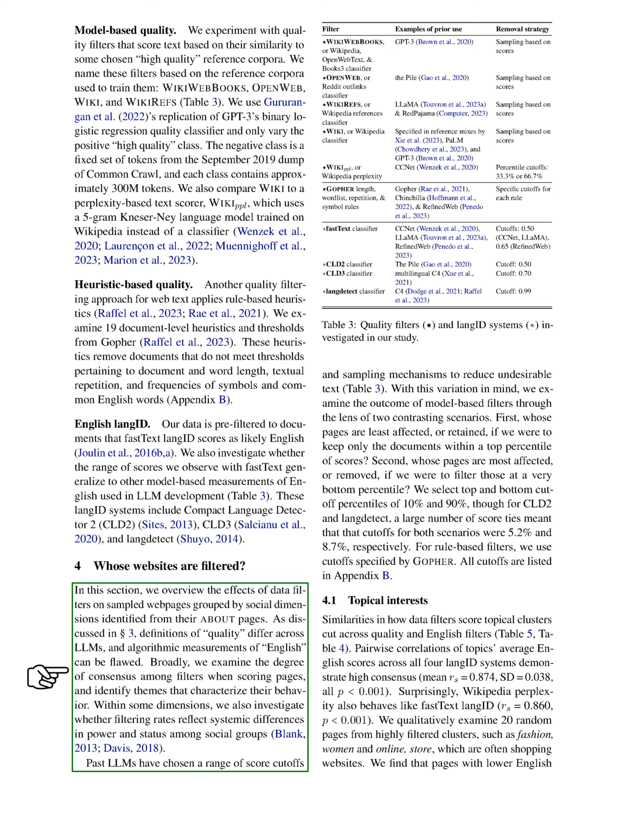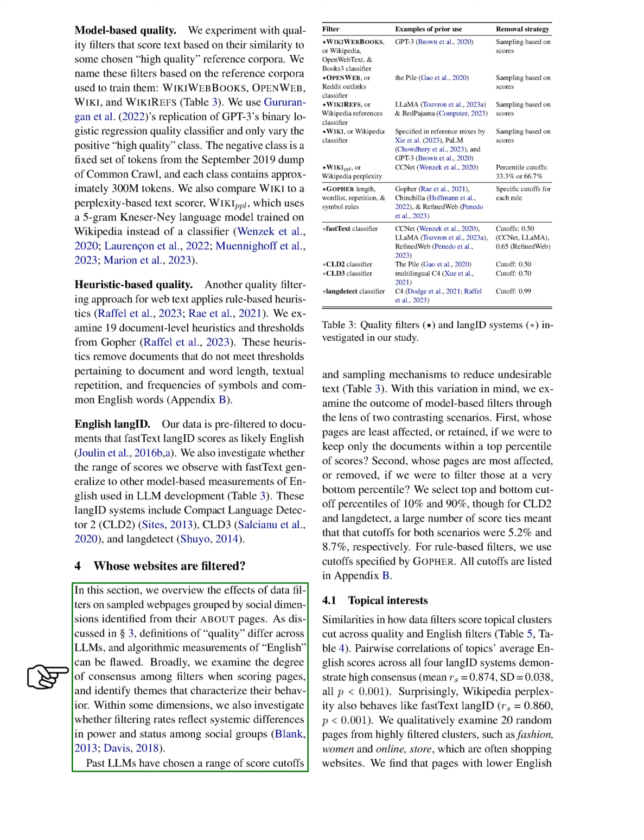In the next section, we look at the effects of data filters on sampled web pages grouped by social dimensions identified from their About pages. We examine the degree of agreement among filters when scoring pages, and identify patterns that characterize their behavior. We also investigate whether filtering rates reflect systemic differences in power and status among social groups.